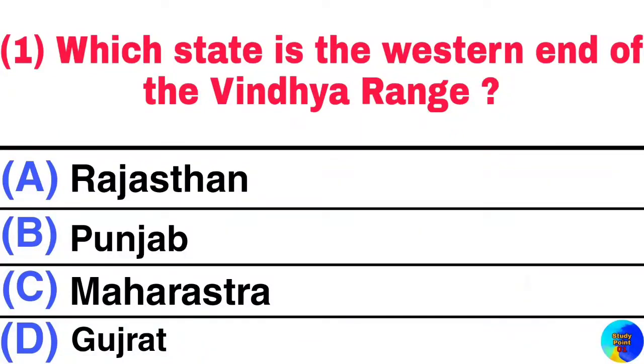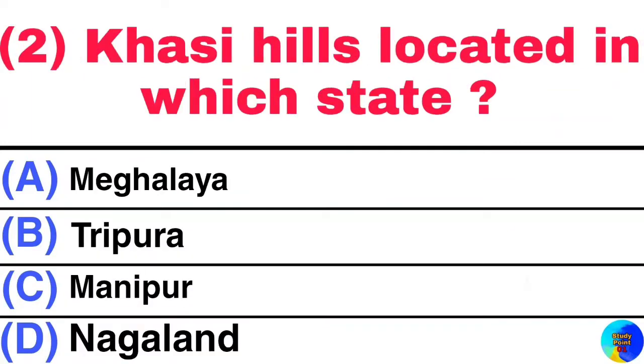Question number 1. Which state is the western end of the Vindhya range? A. Rajasthan, B. Punjab, C. Maharashtra, D. Gujarat. Answer. Gujarat. Question number 2. Khasi Hills located in which state? A. Meghalaya, B. Tripura, C. Manipur, D. Nagaland. Answer. Meghalaya.